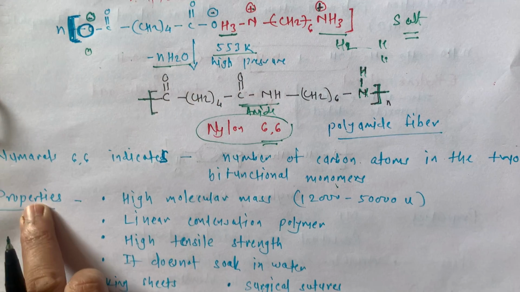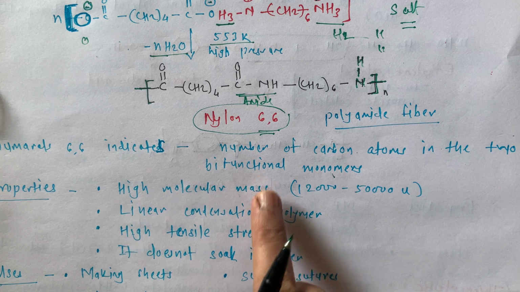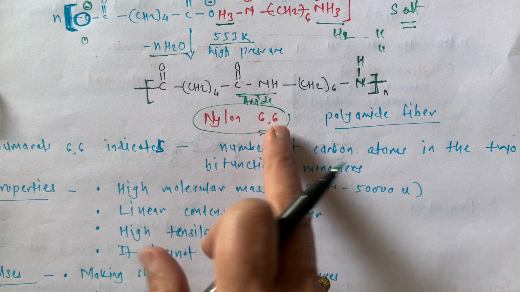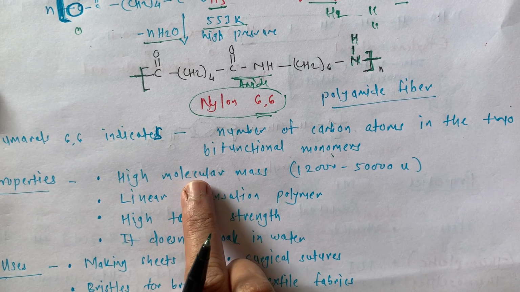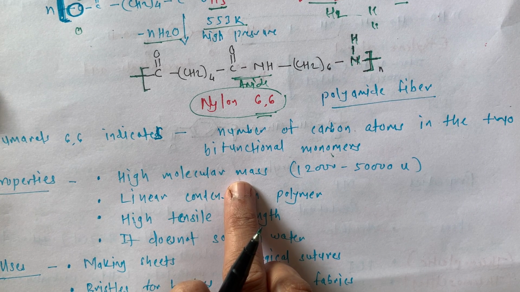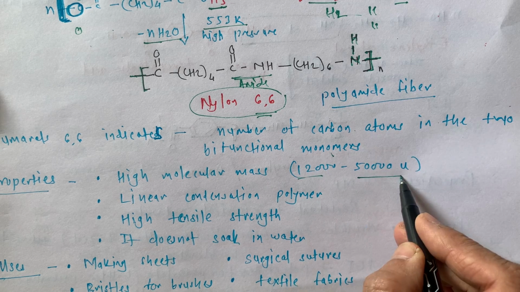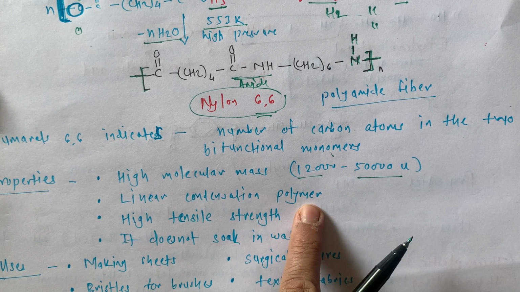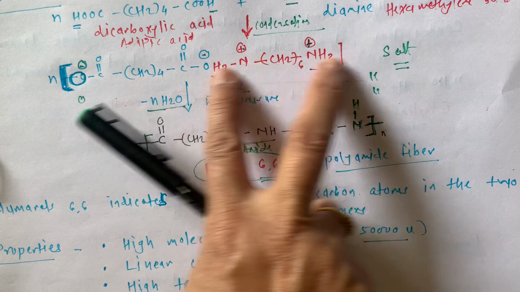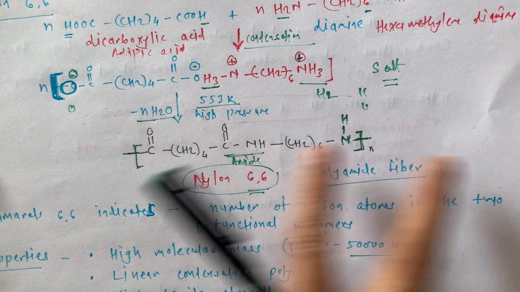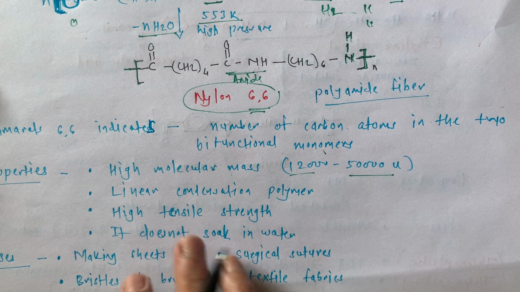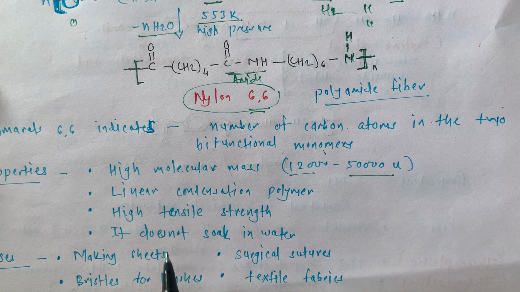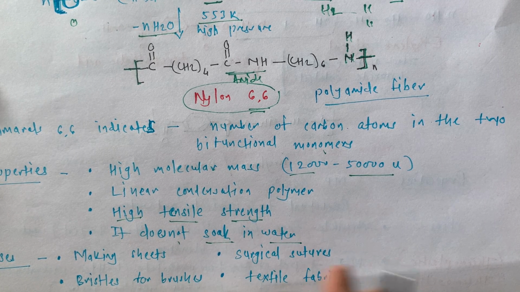Properties are, this has a high molecular mass. We know that now the 6, total 12 carbons, and there is formation of polymer, means it should have a very high molecular mass, about 12,000 to 50,000 units. This is a linear condensation polymer. It is going to link here. So this is a linear condensation polymer. It has very high tensile strength. It does not soak in water, we know it very well.